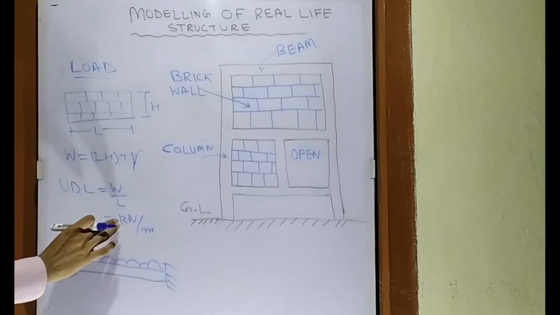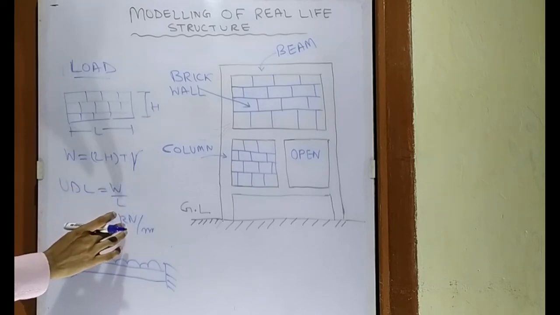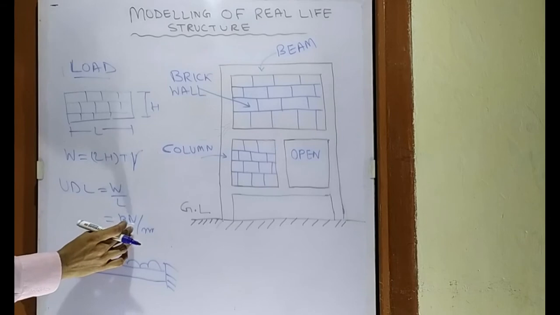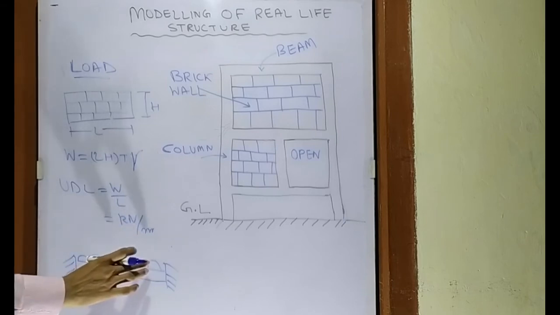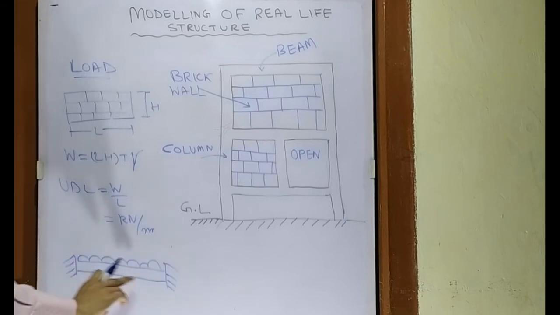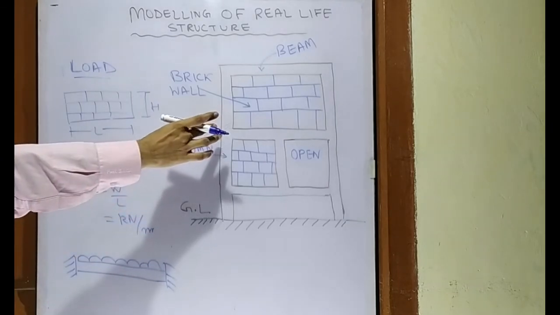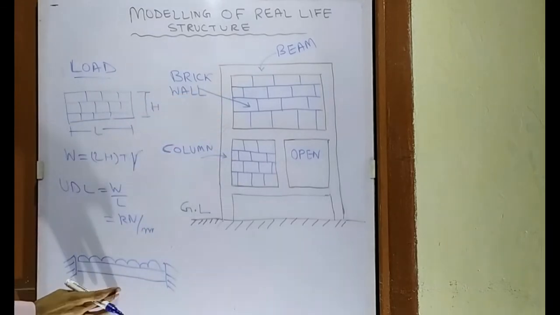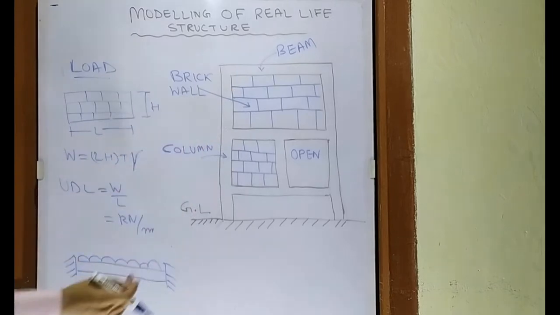It may have a specific value of loading, and we measure it in kilonewton per meter. This UDL will work on the whole span of this beam, as we have shown here. So we can model this brick wall as a UDL. Now let us move to our next type of load, which is a point load.